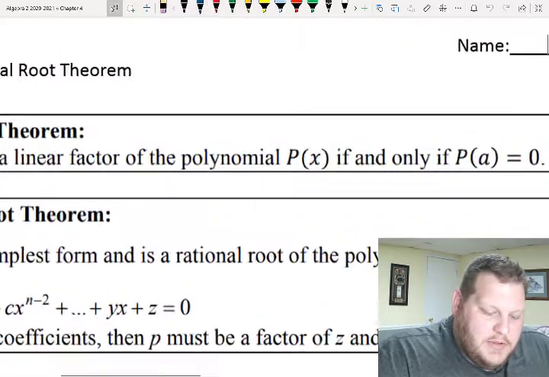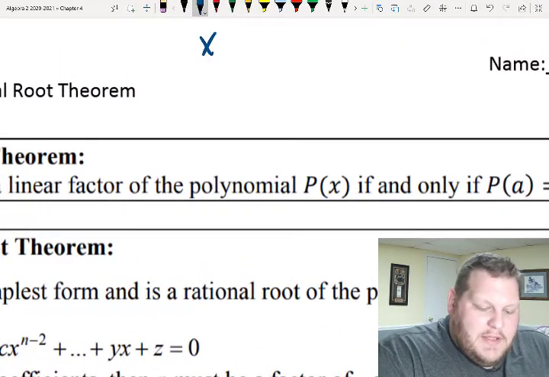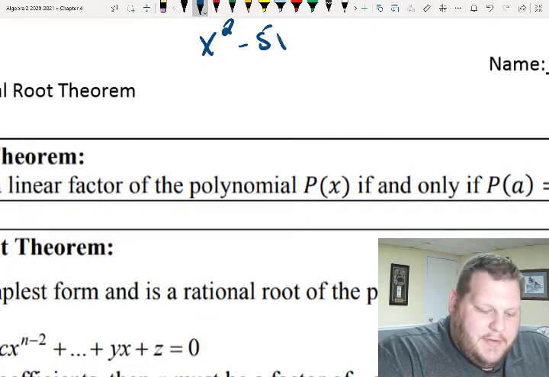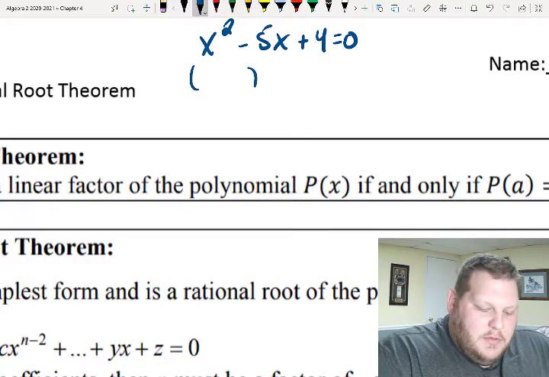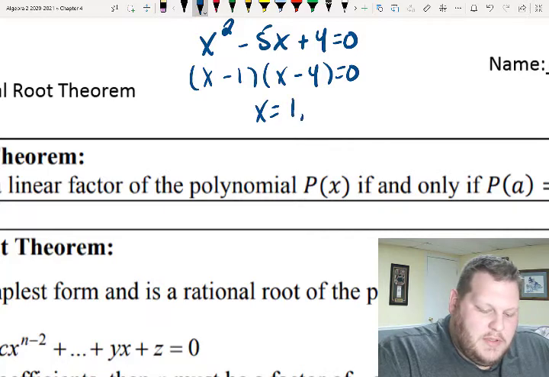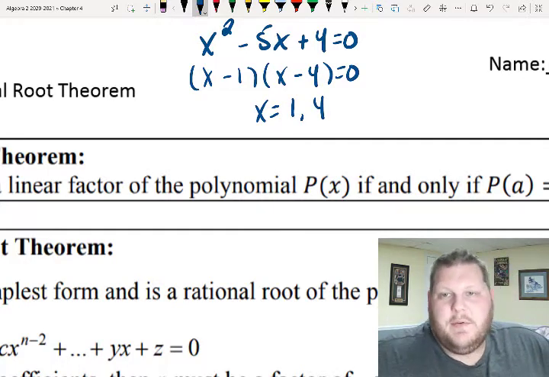let's look up here, I'm just going to use this scratch space. If we had something like x squared minus 5x plus 4 equals 0, and we were going to factor that using the tools we know, that factors out into x minus 1, x minus 4 equals 0. So our two solutions are positive 1 and positive 4.